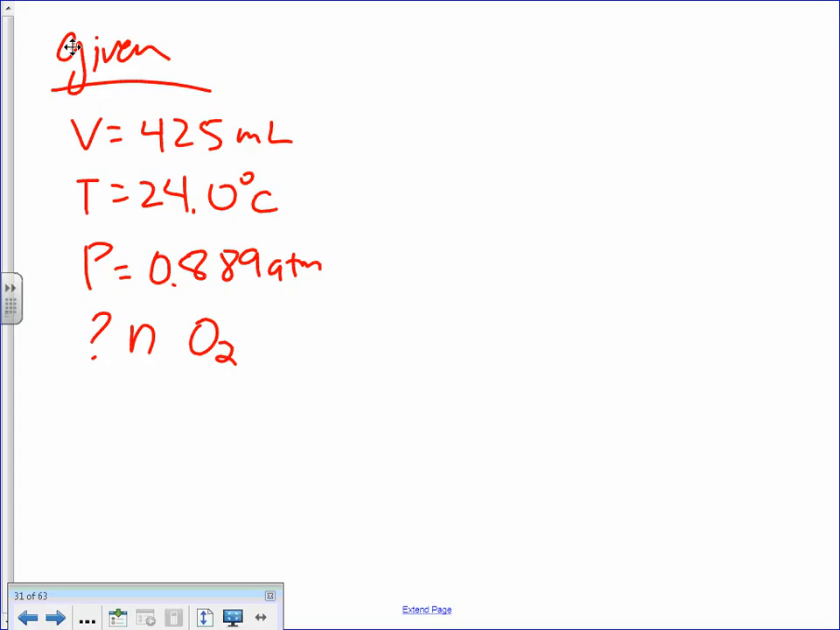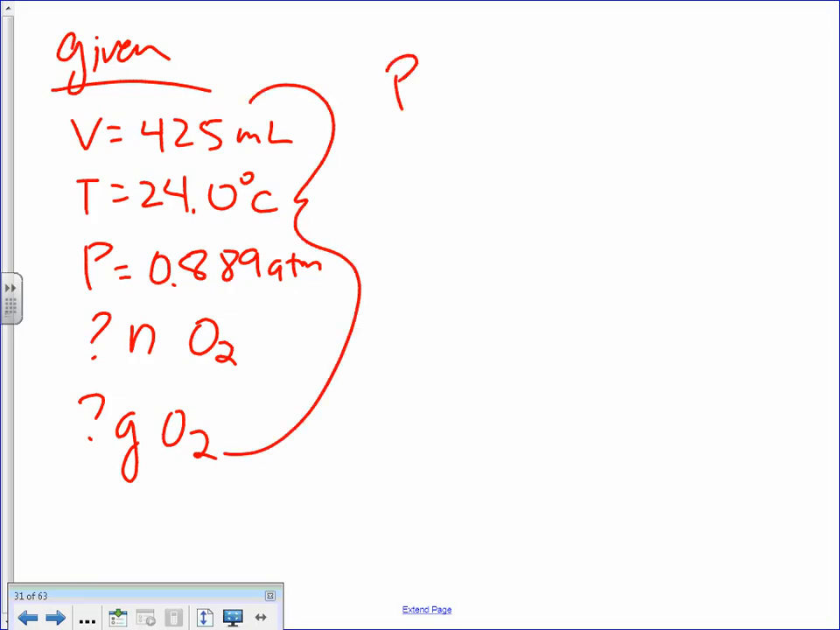So it's looking for n, and then later on it says, question, how many grams of oxygen gas is this? Okay, we don't need the question anymore. We have a law in our head. What law is that? It is the ideal gas law. You're like, no crap, that's what we're working with right now.